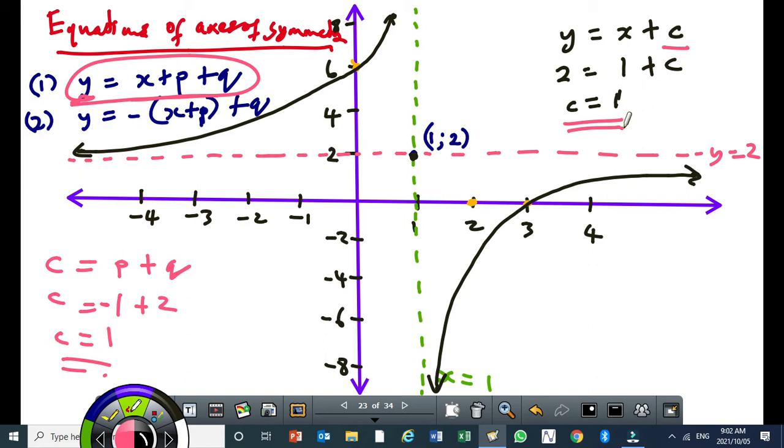So for such a question, there will be two ways of doing it. Either you use the general equation of the line of symmetry, or you can just substitute the coordinates of x and y at the point of intersection of the asymptotes. All right? This is extra information. All right, so let's carry on. Let's move on to the quadratic now.